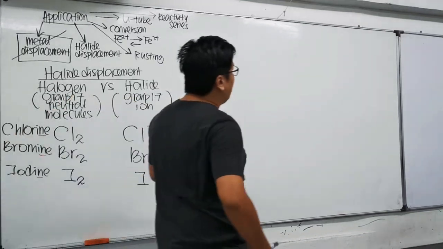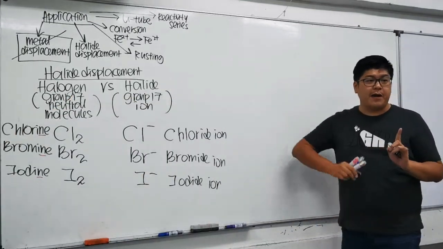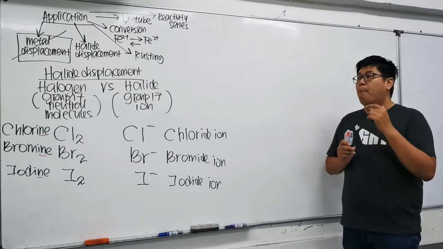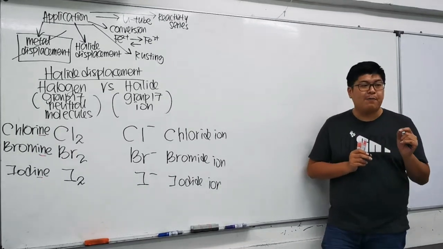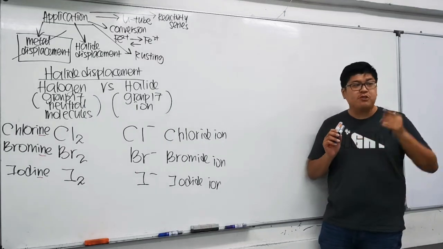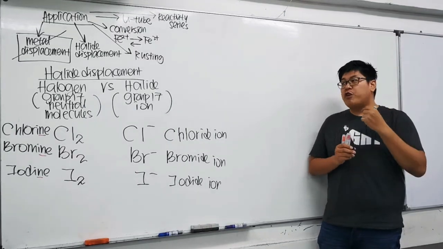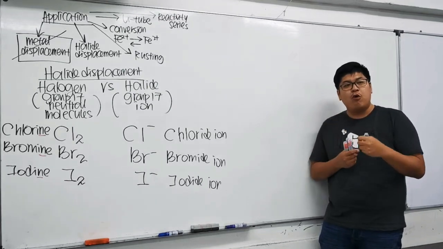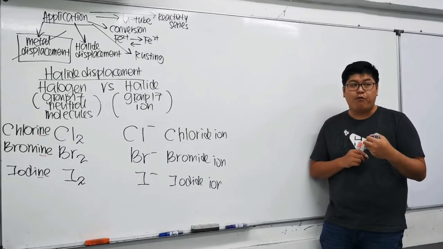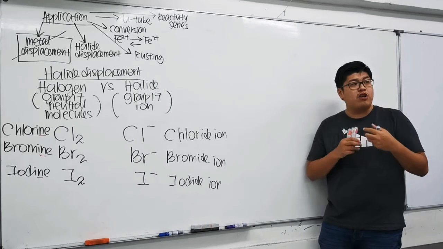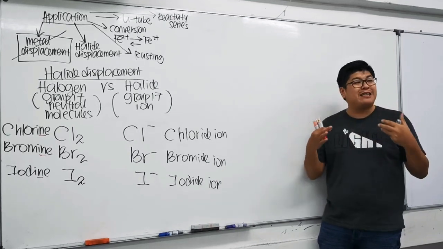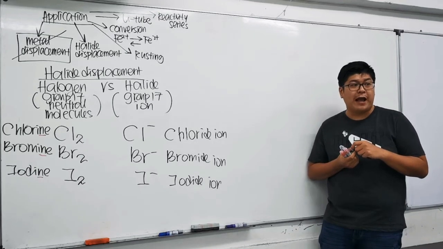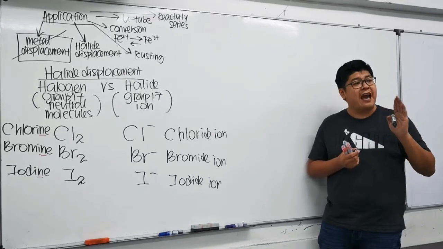So what is the concept of halide displacement? It's absolutely the same as the metal displacement. More powerful robs less powerful. But there's a small difference, guys. Recall back from last week. When we do metal displacement, a more powerful metal gangster wants to rob something from a less powerful metal gangster. When you have a bunch of metals, how on earth do you know which metal is a more powerful or less powerful gangster? We learned from last week, ECS, right?